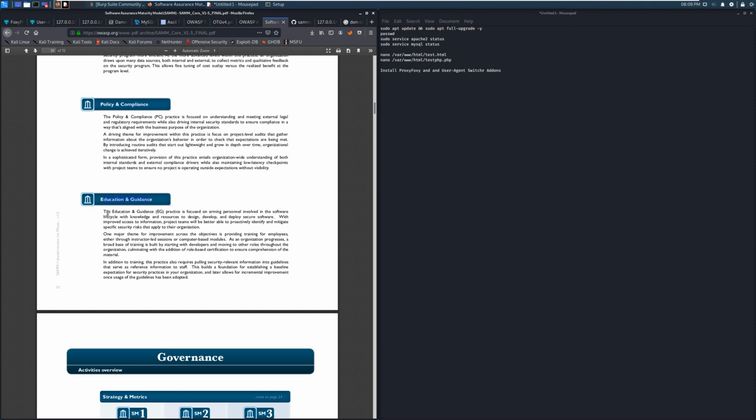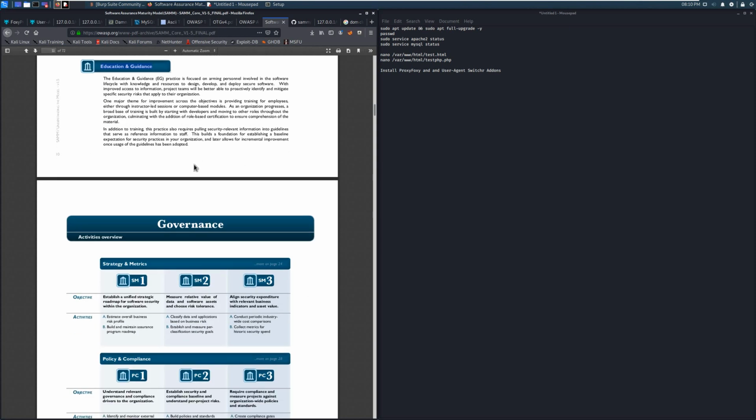So education and guidance. The education and guidance practice is focused on arming personnel involved in the software lifecycle with knowledge and resources to design, develop, and deploy secure software. With improved access to information, project teams will be better able to proactively identify and mitigate specific security risks that apply to their organization. And then some more information. So after actually reading this paragraph, you should have a better understanding of what is the main purpose of this particular security practice. Okay, let's keep scrolling.